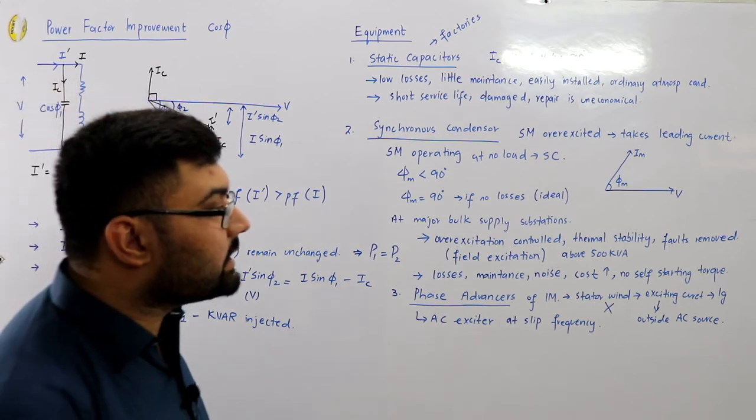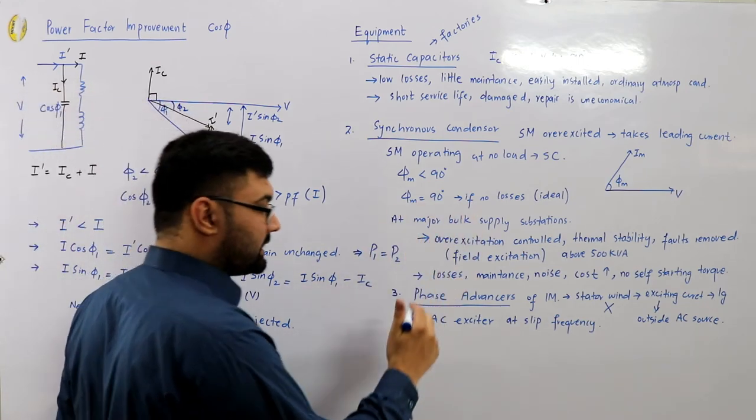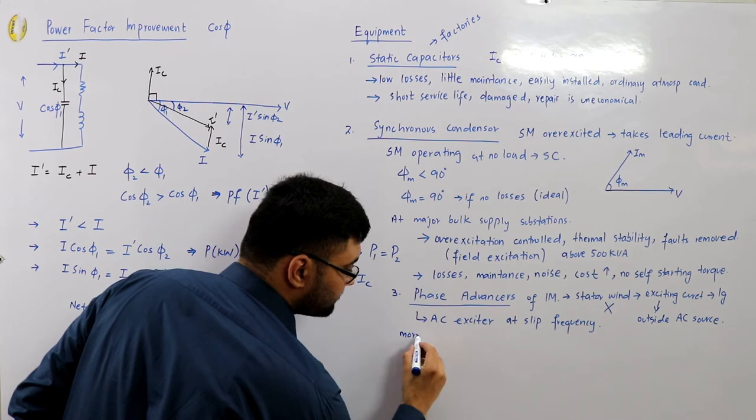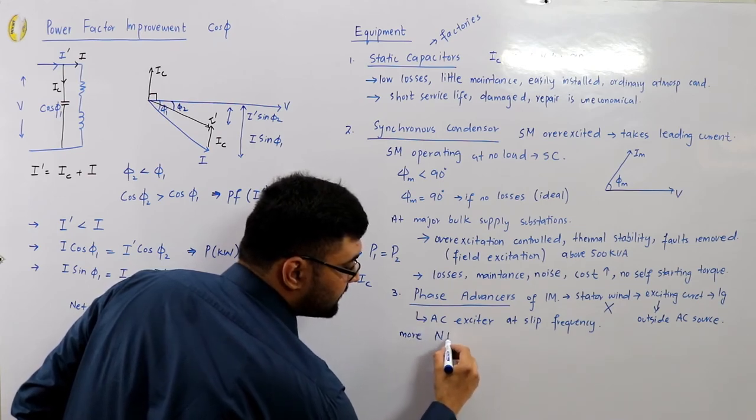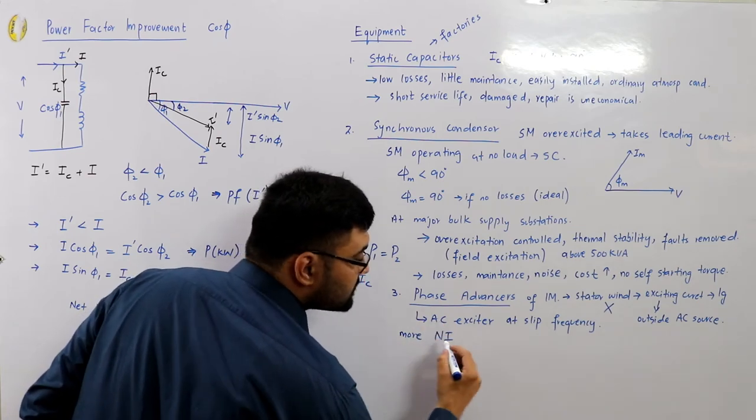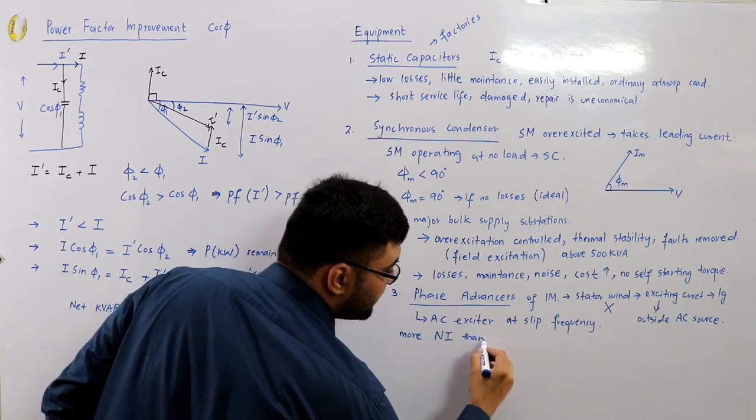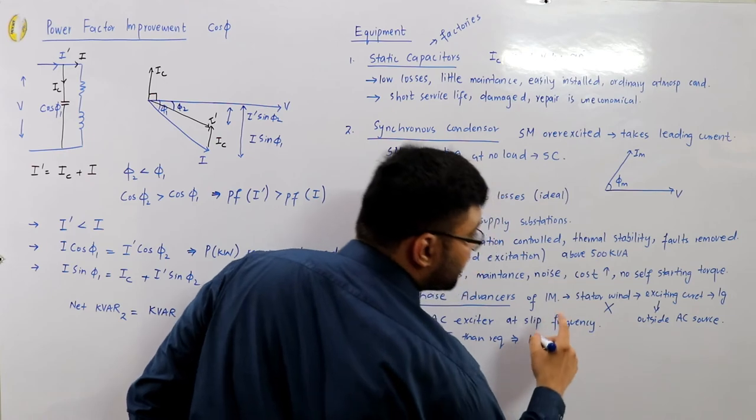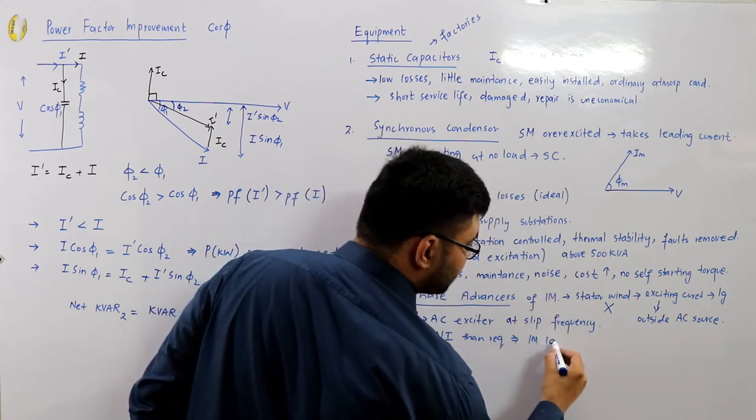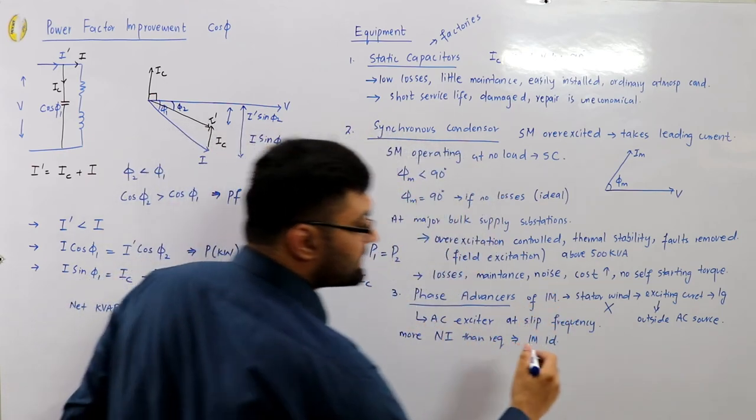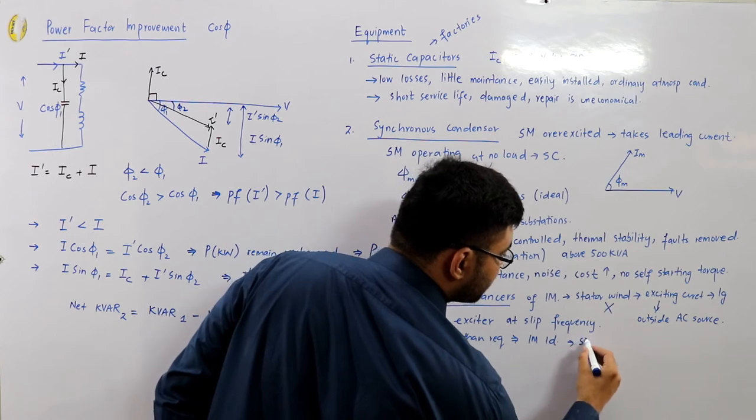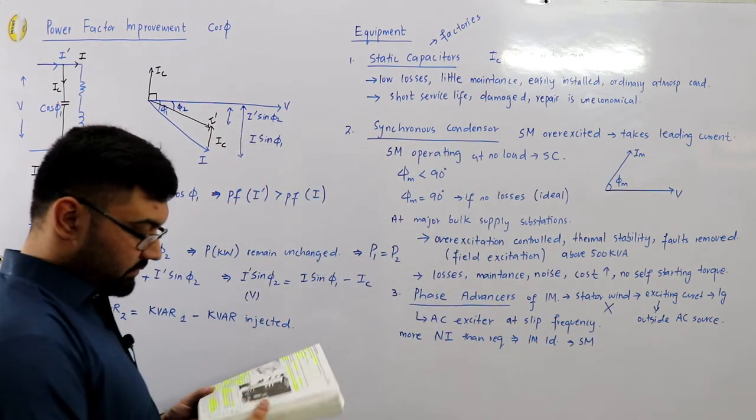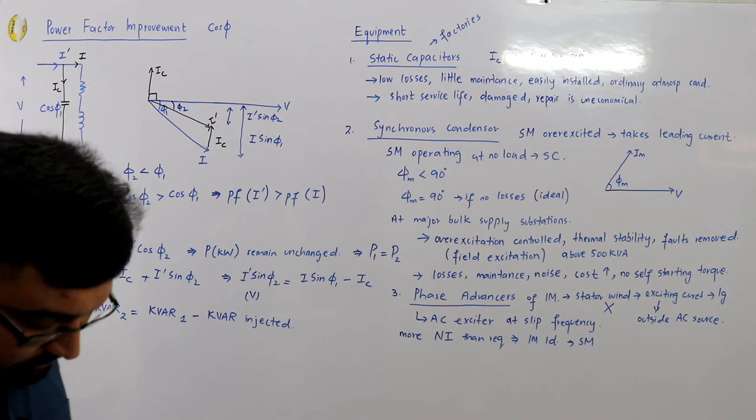So if you provide more ampere turns, NI, than required, this implies what? The induction motor takes leading current and would operate as that of a synchronous motor, which means the power factor would be improved.